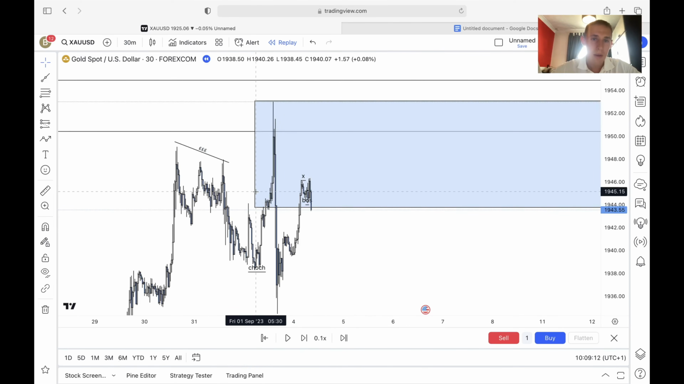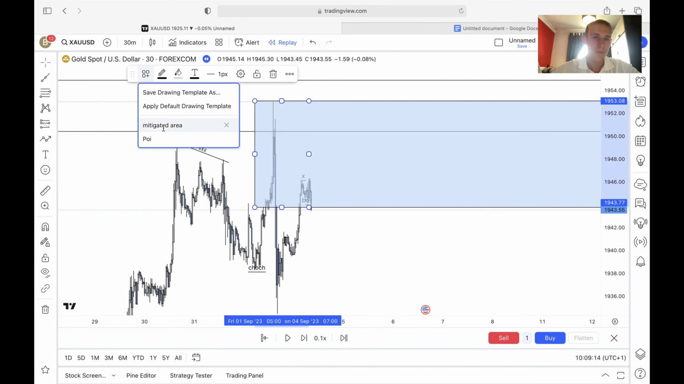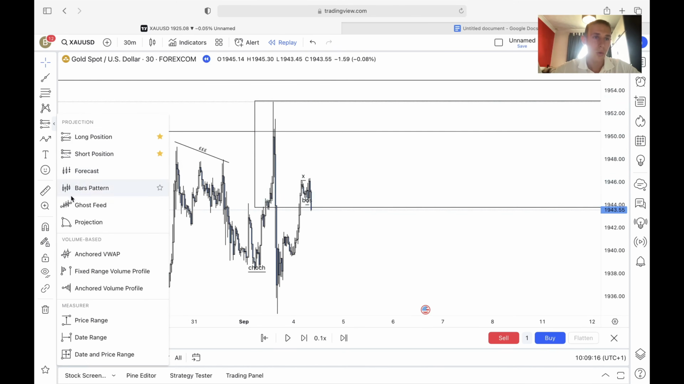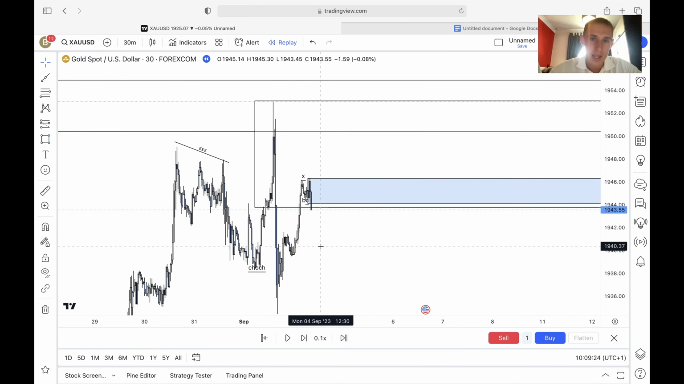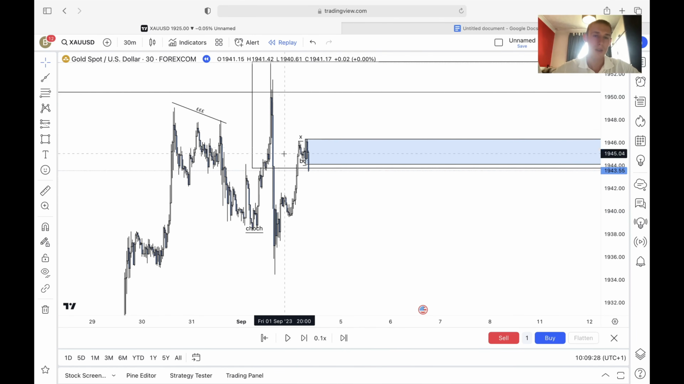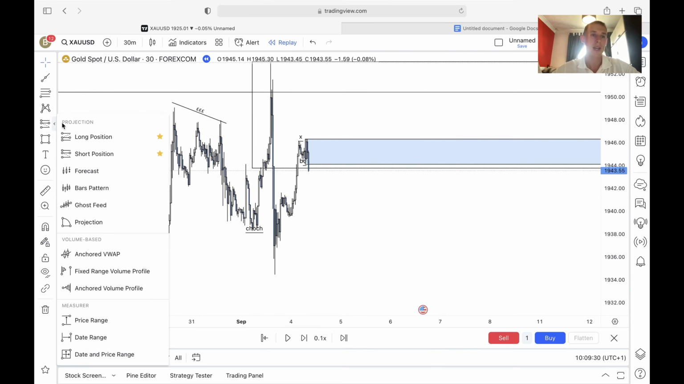And then the area where we want to enter from is this whole 30-minute candle just here, because that is the area of supply which swept the high and broke structure within our higher time frame point of interest in line with the trend.